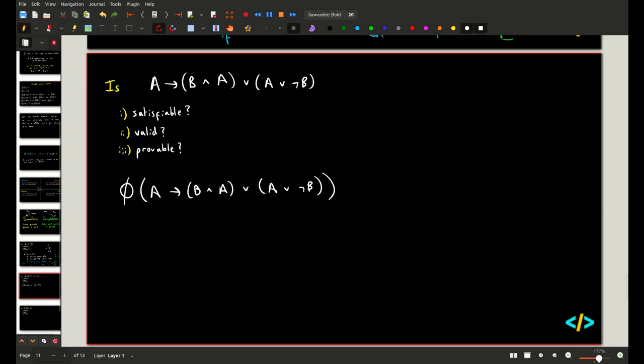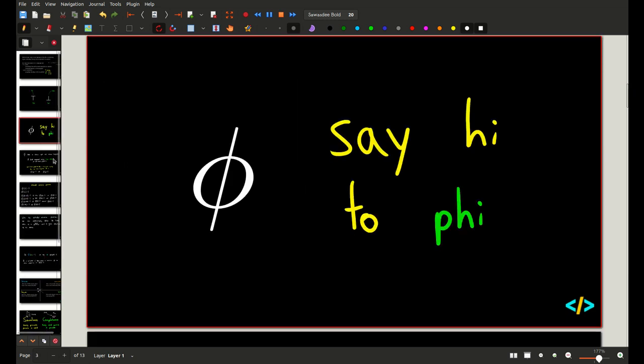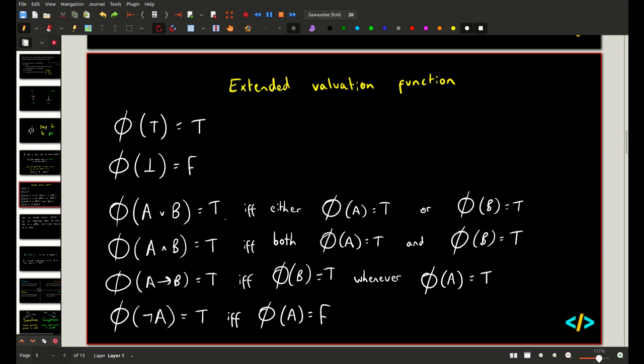Does anyone want to talk me through it, or come up on stage and have a go at breaking this one down? Sorry, what does phi mean? This is called phi. Phi just takes an atomic input and it returns true or false. So phi of p is true and phi of q is false. Say we wanted p to be true and q to be false. It just takes in this input and evaluates it, tells us whether it's true or false. So we can put logical expressions inside phi, and it converts it into a mathematical true or false.